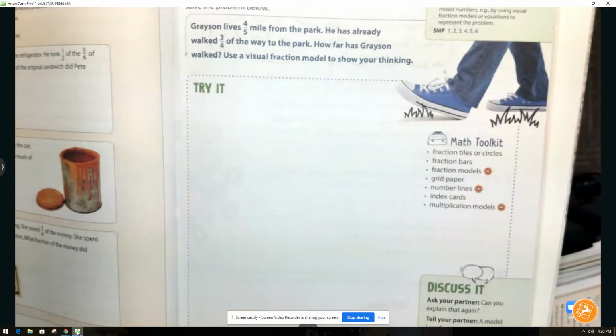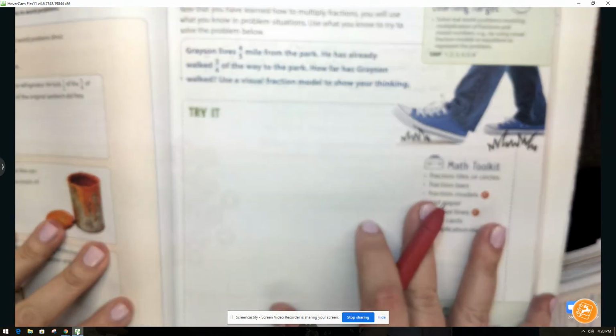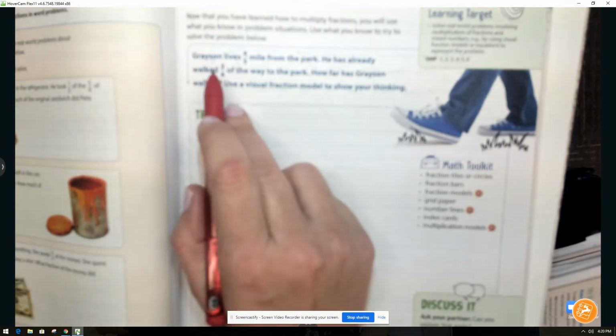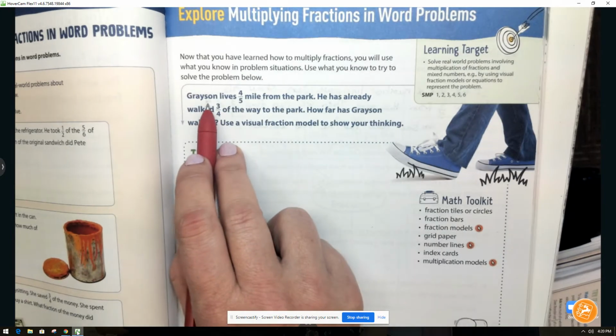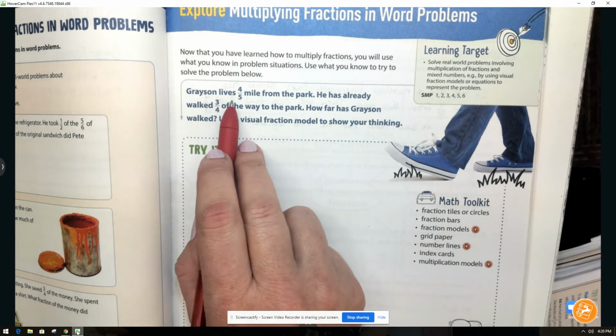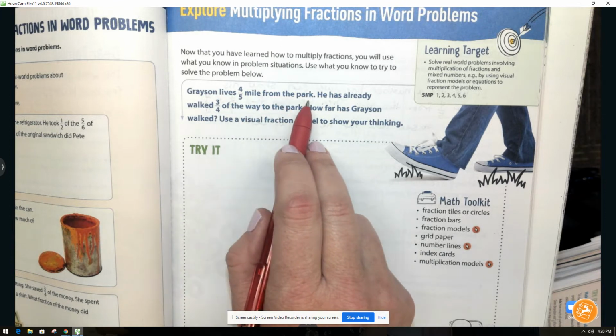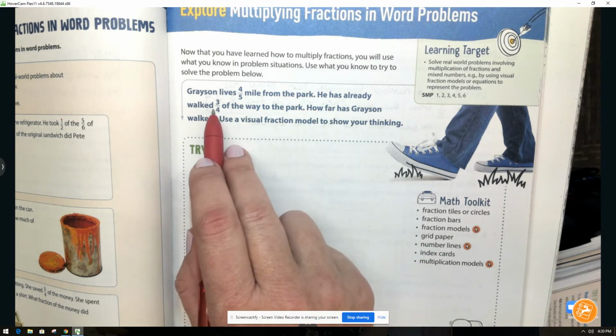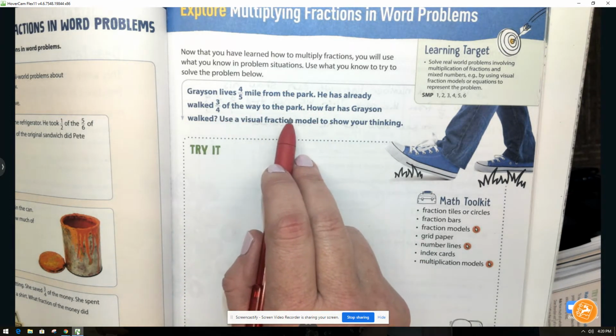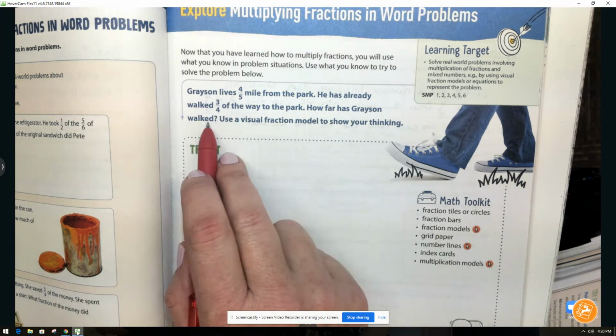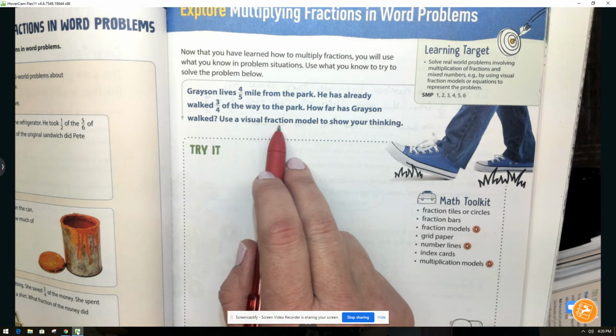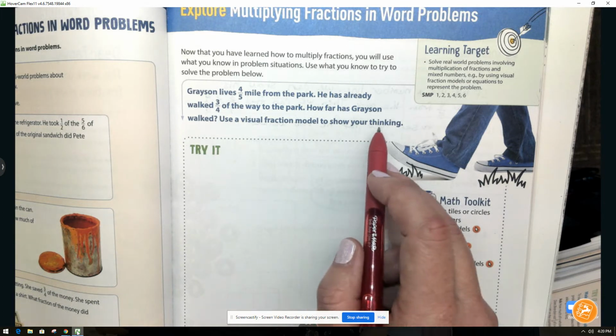So here is the problem that we are looking at. It says this. Let's go ahead and focus. There we go. All right. Grayson lives 4/5 of a mile from the park. He has already walked 3/4 of the way to the park. How far has Grayson walked? Use a visual fraction model to show your thinking.